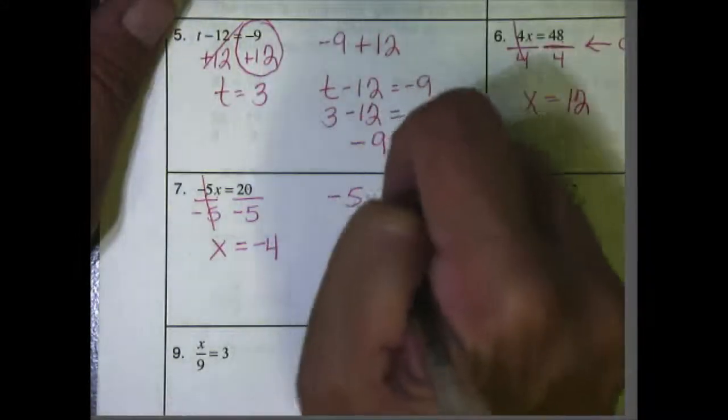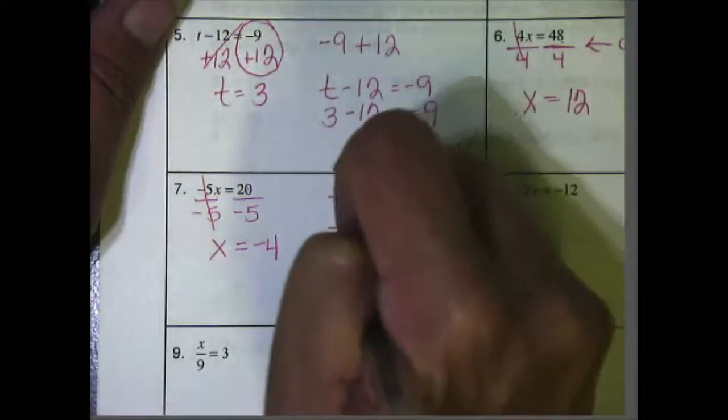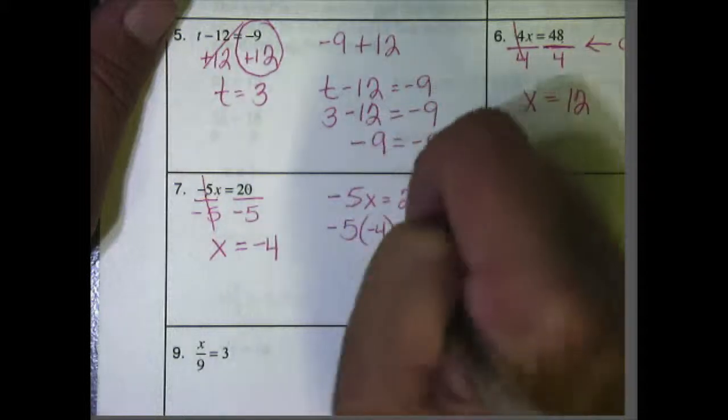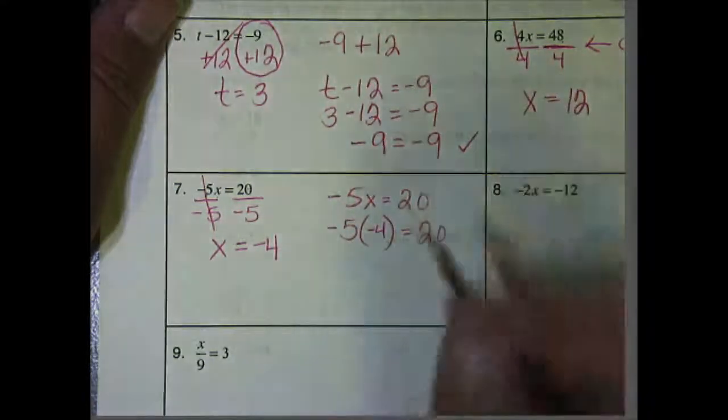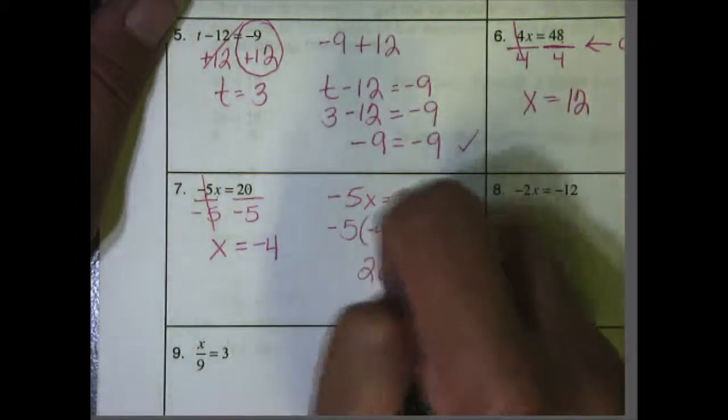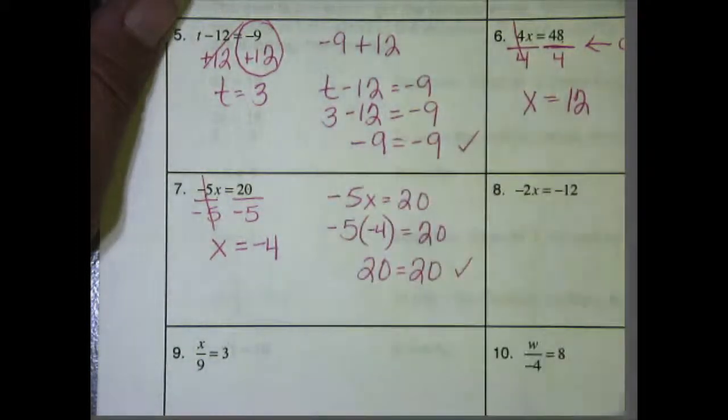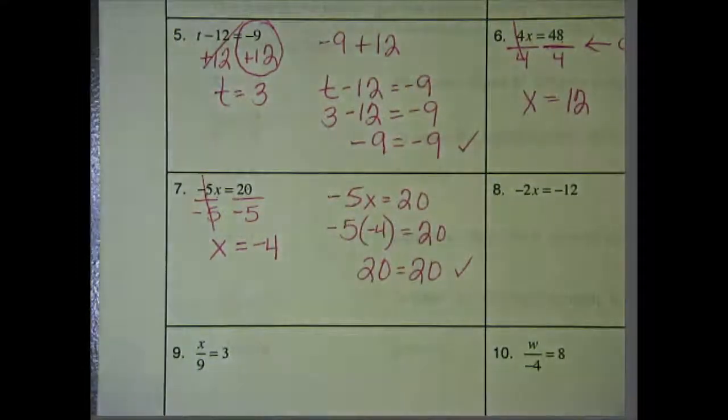If we want to check it, we have negative 5x equals 20. We're going to substitute negative 4 for x. So now we have negative 5 times negative 4 equals 20. Negative 5 times negative 4 is 20. So we know we got the problem correct.